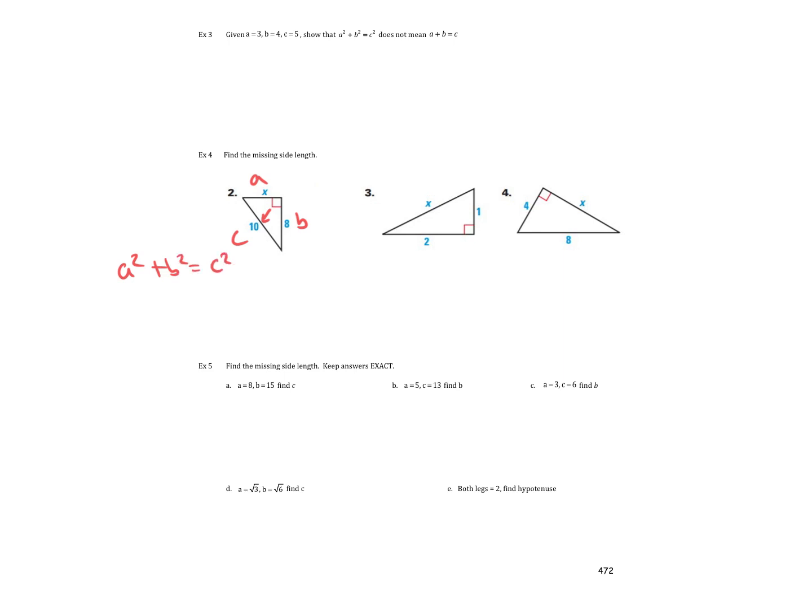And then I fill it in. Well, a is just the x, so it's x squared plus b is 8, so 8 squared equals c is 10, so 10 squared. So now that is x squared plus 64 equals 100. And I can subtract 64 minus 64. And so I get x squared equals 36.